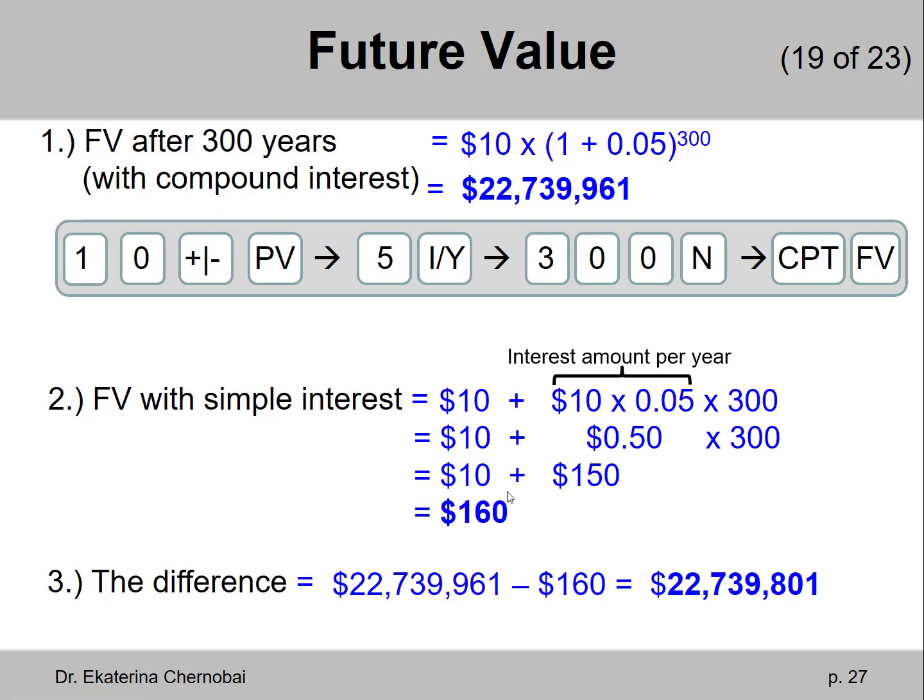Big difference, right? The answer to the third question, the difference between the future value with compound interest and the future value with simple interest, is enormous. 22.7 million versus 160. Big difference. This is what we call the power of compounding.